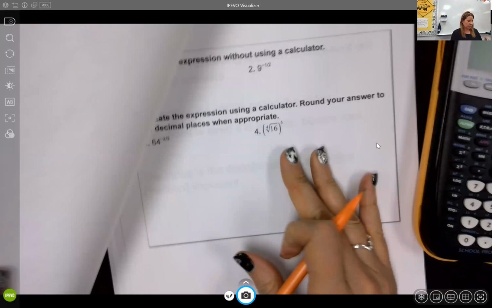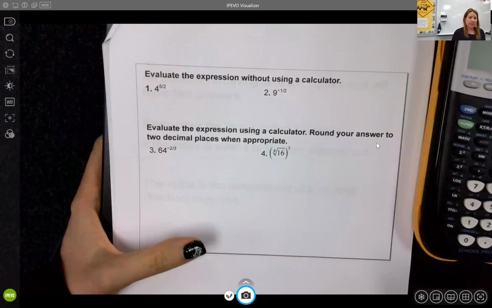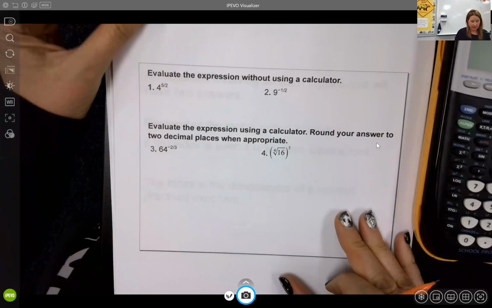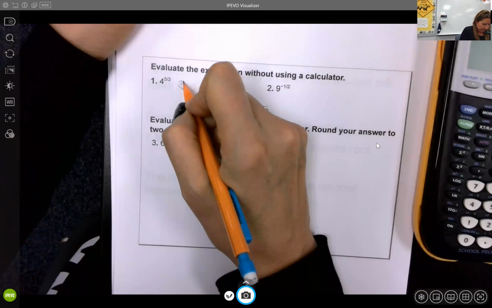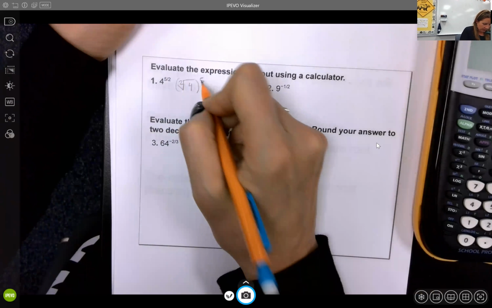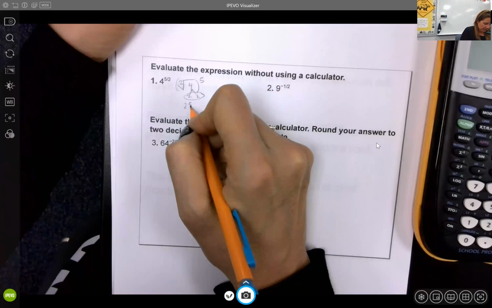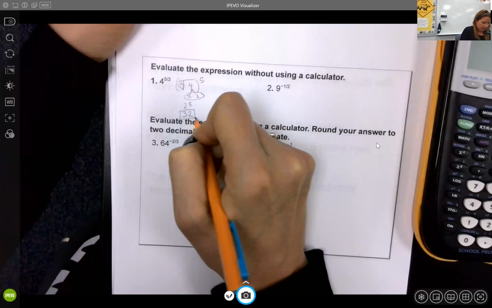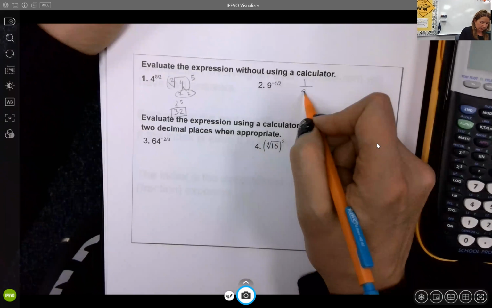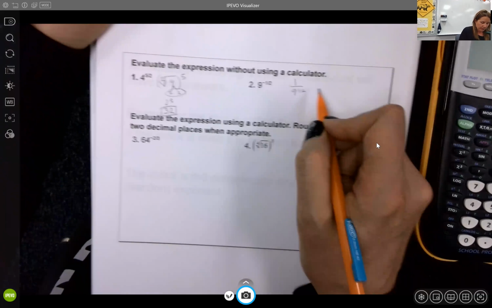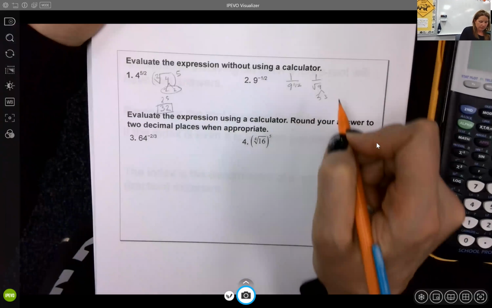Okay. All right, so pause the video and do these 4 practice problems and then come back and see if you did them right. Index is 2. We're doing the 4th root, or the 4 to the 5th power. Square root of 4 is 2. 2 to the 5th is 32. Okay, this one's negative, so I have to put a 1 over it. 1 over the square root of 9 is 1/3.